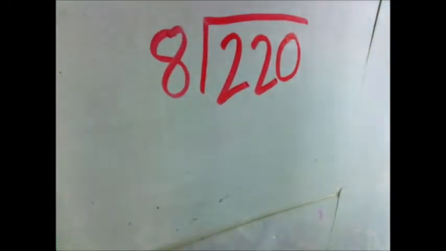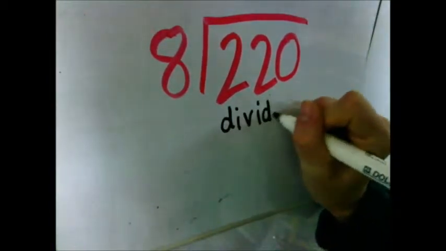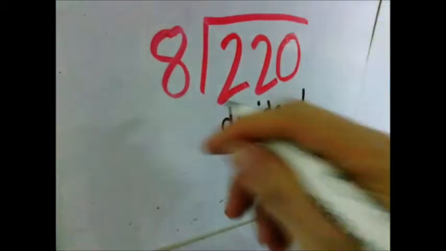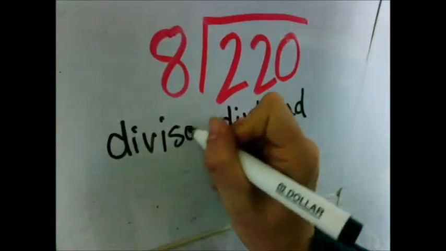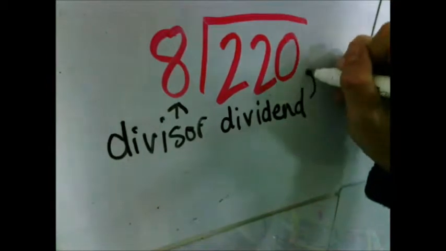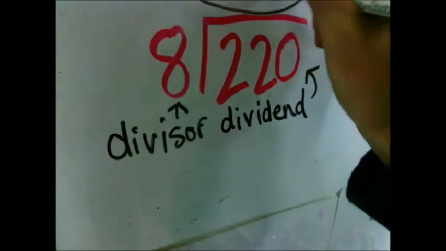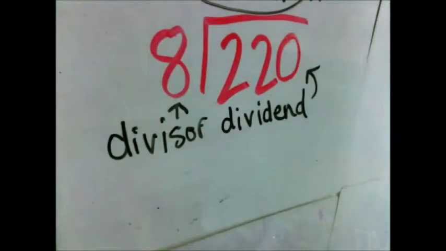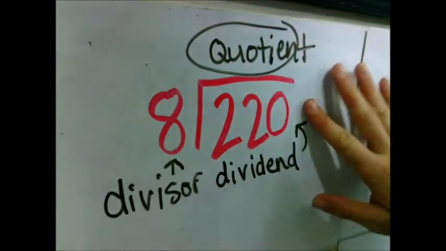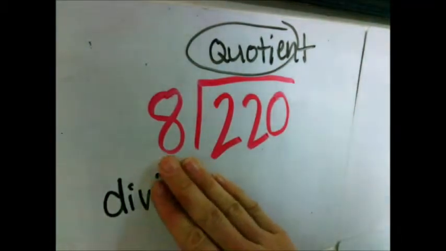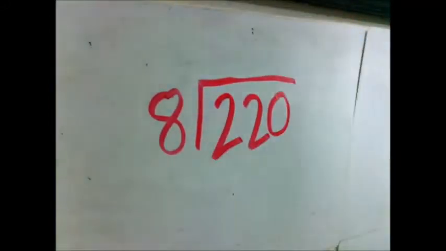Okay, and we have some important vocabulary. This 220 is called our dividend. It's the number that is being divided. And this 8 is called our divisor. It is the number that is doing the dividing. And our answer, when we get it, will be our quotient. Those are all words we will review in class, but those are important division vocabulary.